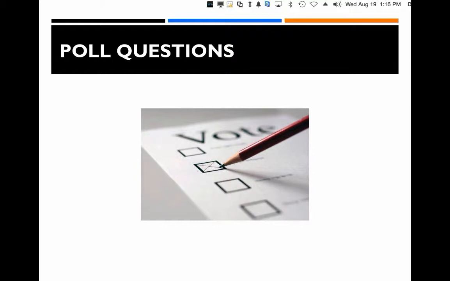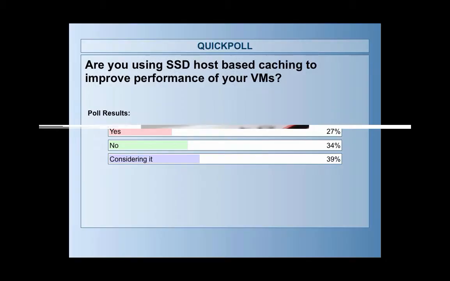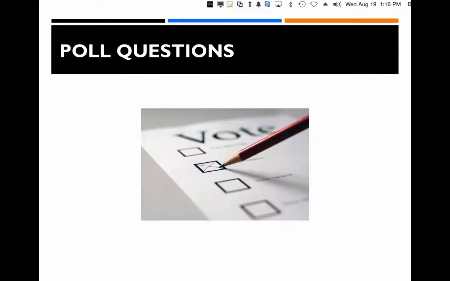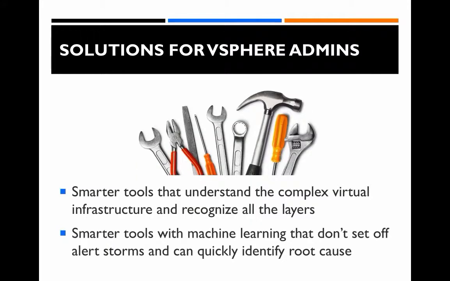All right, we've got most of the audience voting, and you can see a good spread there. 27% say yes, 34% not using it, and 39% considering it. So very cool. I appreciate that. And with that, let's go ahead and get on. I've got a couple slides here to talk about solutions, and then we're going to talk more specifically about today's solution, our featured solution from Sios.